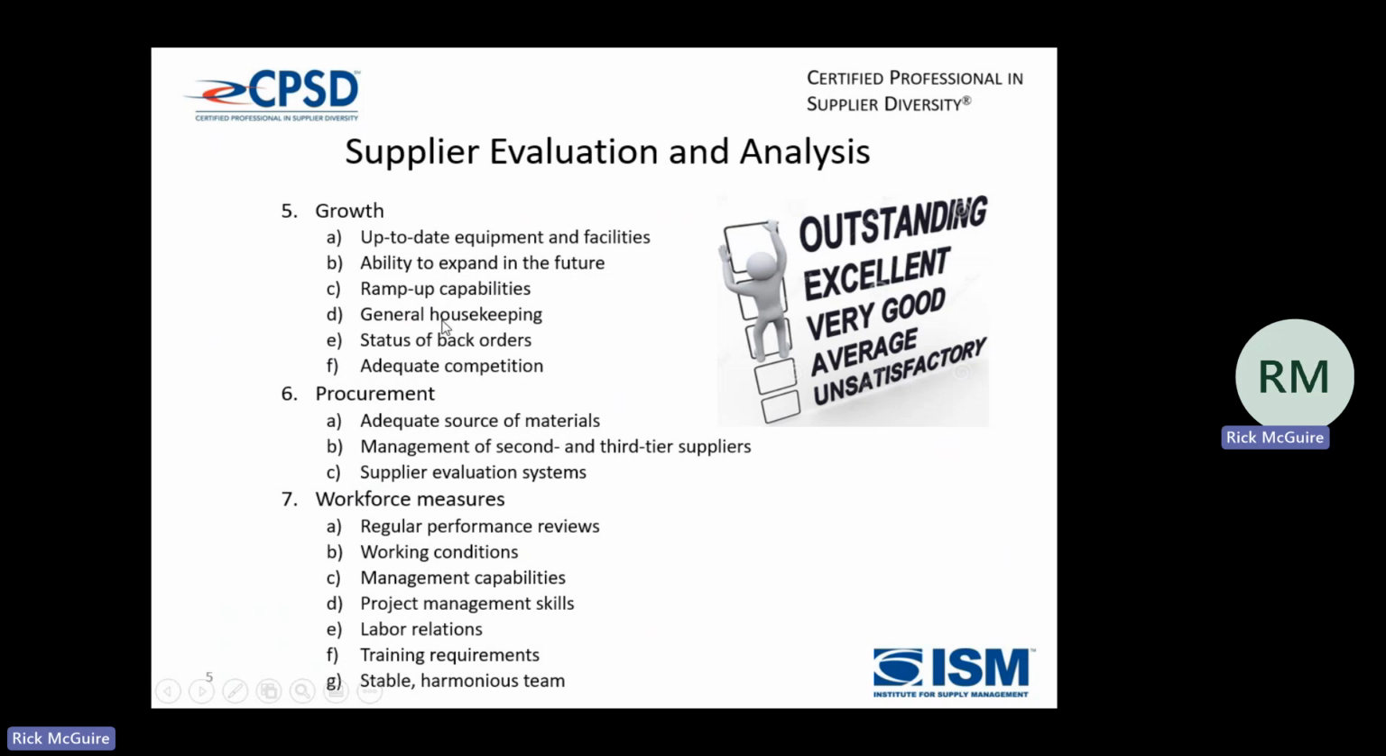And one of the most important: when you walk onto the manufacturing floor, what does it look like? Is everything in its place, or is it just a mess? Status of back orders, adequate competition. So procurement for the supplier: adequate source of materials, management of second and third tier suppliers, and supplier evaluation systems. Workforce measures: regular performance reviews, working conditions, management capabilities, project management skills, labor relations, training requirements, and what's their turnover.